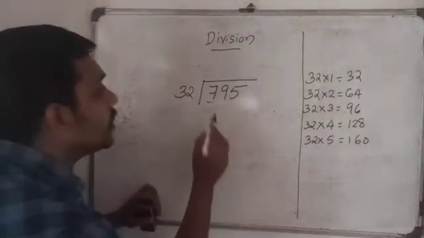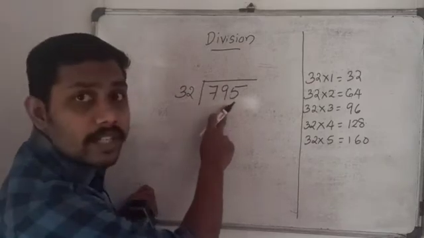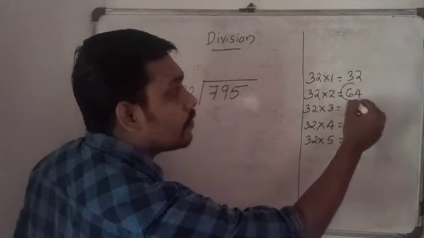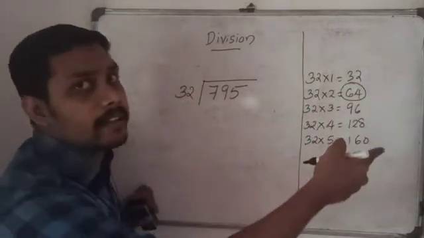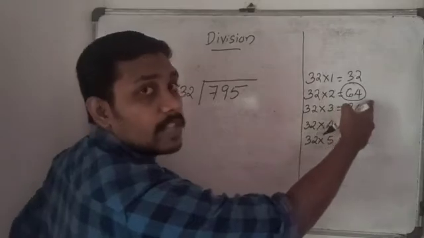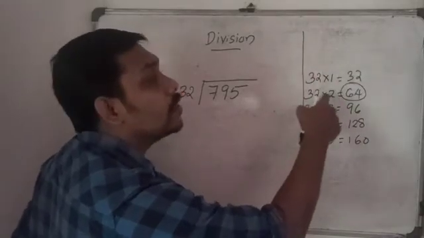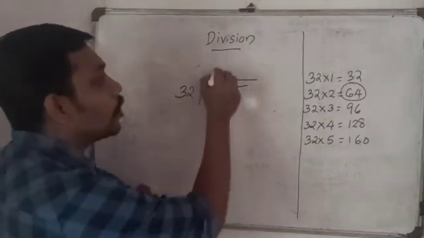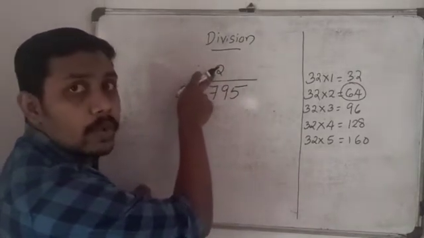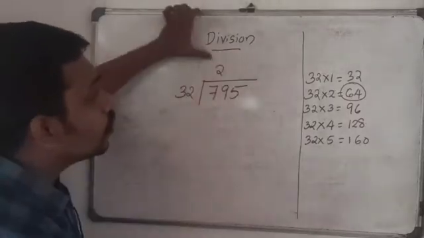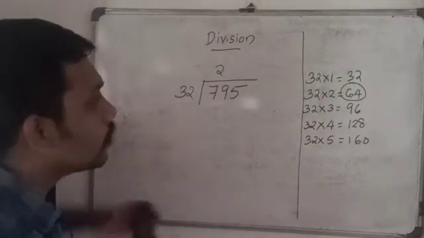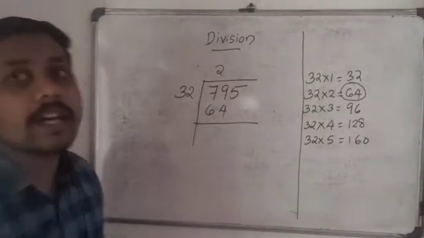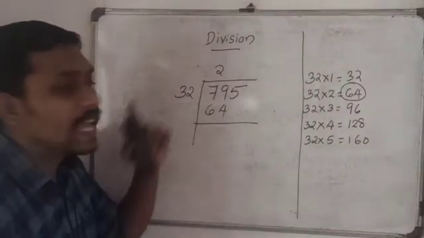So here 79 is the first two digits. We need to know the multiple. Here we have 64, which is less than 79, isn't it? So we take 64. 32 into 2 is 64, which means 2 32s are 64. We write 2 as the quotient here. 2 32s are 64. And then what will we do? We will subtract the numbers. So 9 minus 4.